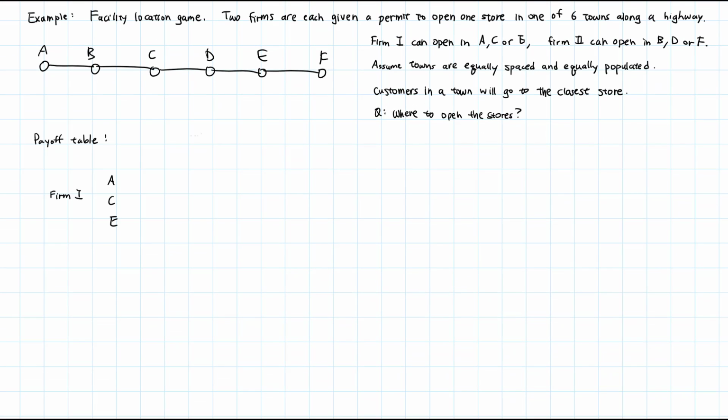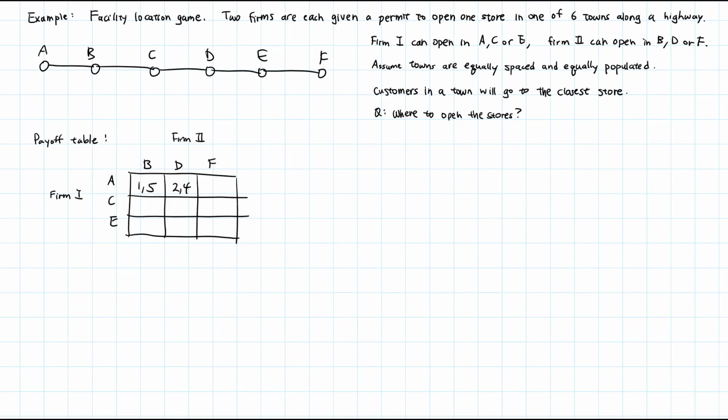We can write down the payoff table as follows. For example, if firm 1 opens at A and firm 2 opens at D, then A and B would be closer to A than D, so 2 towns will go to A. C, D, E, F are all closer to D than A, so they will go to D. So the payoff here is 2 and 4.